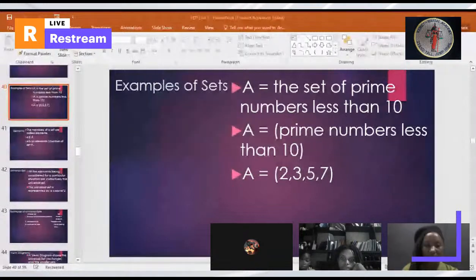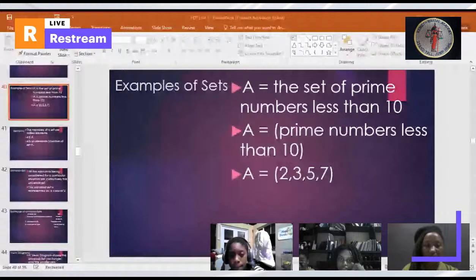Examples of sets. A equals the set of prime numbers less than 10. So they have A equals 2, 3, 5, and 7.